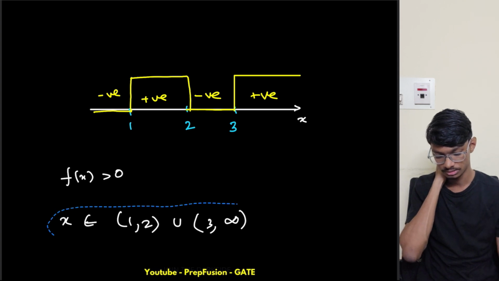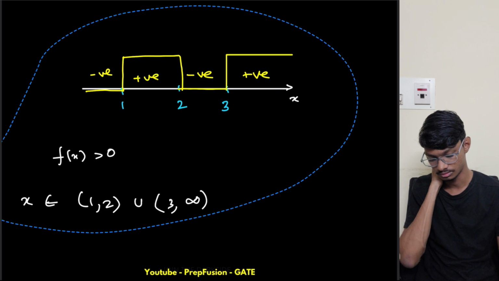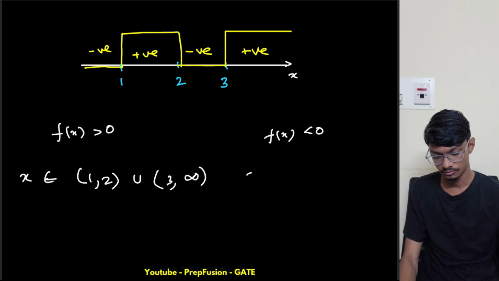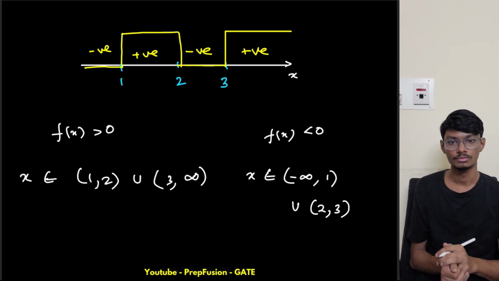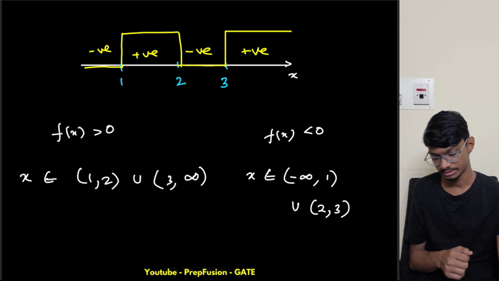Now let's do it for f of x less than 0. For this range, x belongs to minus infinity to 1, union 2 to 3. Okay, so this is what f of x is.